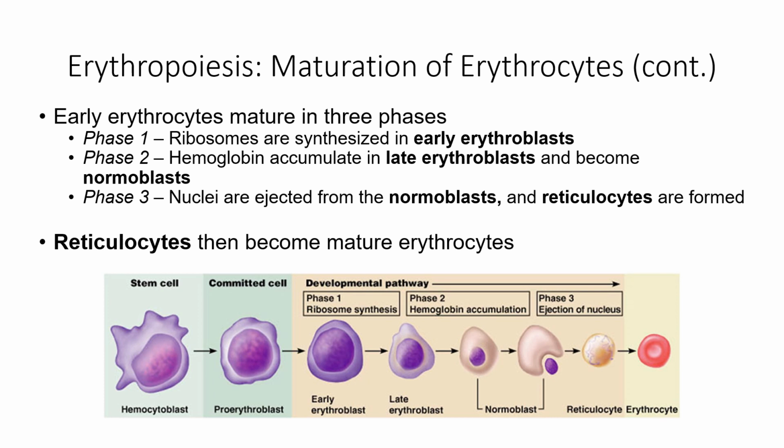In phase 3, the normoblasts are going to eject the nuclei of the cell. And once the nuclei is ejected, the cells are then called reticulocytes.